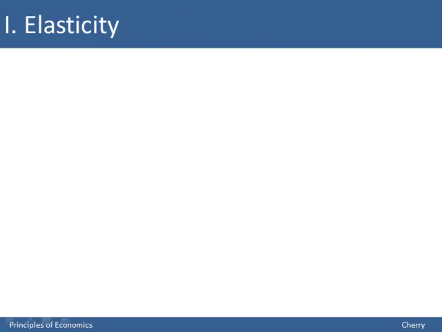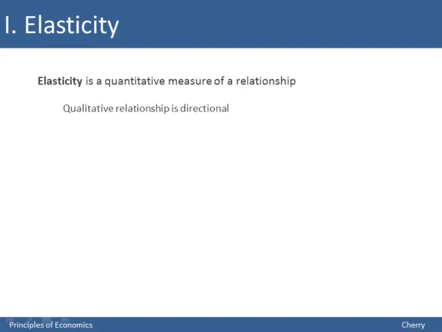So first, let's introduce the concept of elasticity. Elasticity is a quantitative measure of a relationship. A qualitative relationship is directional, and that's really what we've done up to this point. All the discussions that we've had about relationships and how a particular determinant affects supply or demand, we've talked about it in a qualitative manner, meaning we've only talked about the direction of the relationship, whether it's positive or negative.